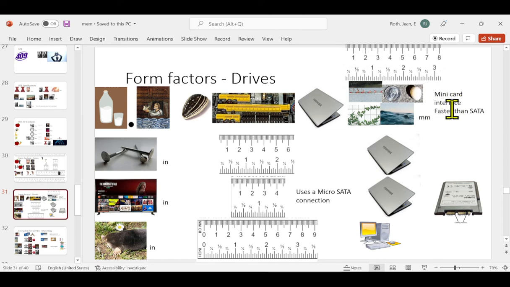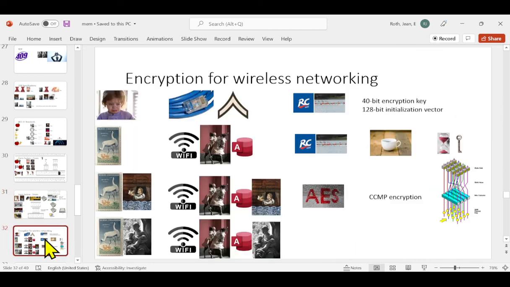And it's a mini card interface, and it's faster than SATA. The nail is 2.5 inches, which is about that much. That would go in a laptop. The 1.8 inch is that much, and that uses a micro SATA connection. And that would go into a laptop. And then the mole is 3.5 inches, which is that wide, and that would go into a standard desktop.